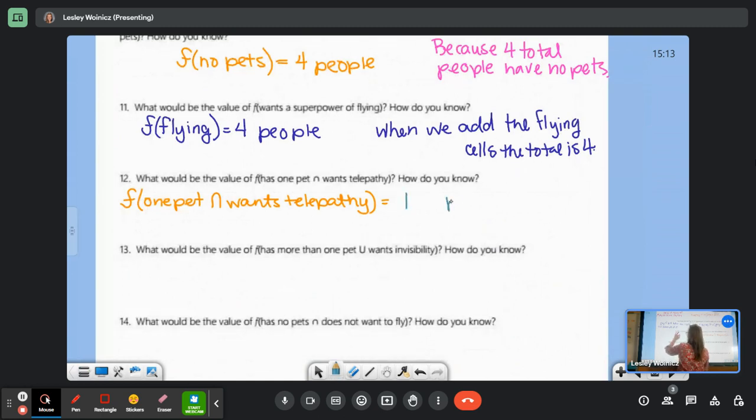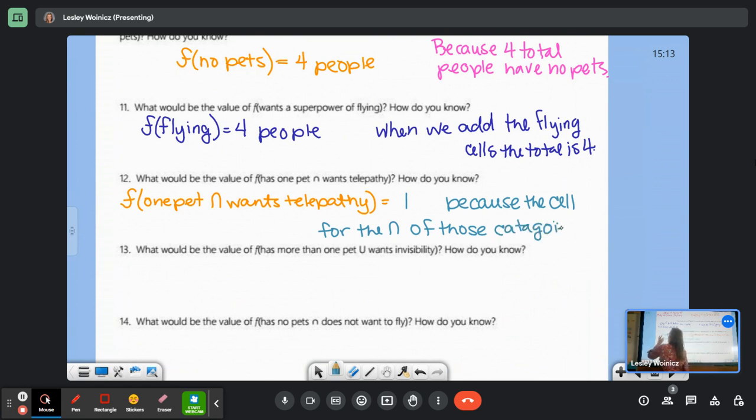One, because the cell for the intersection of those categories has a 1 in it. Is everybody okay with cell being the box? Okay.